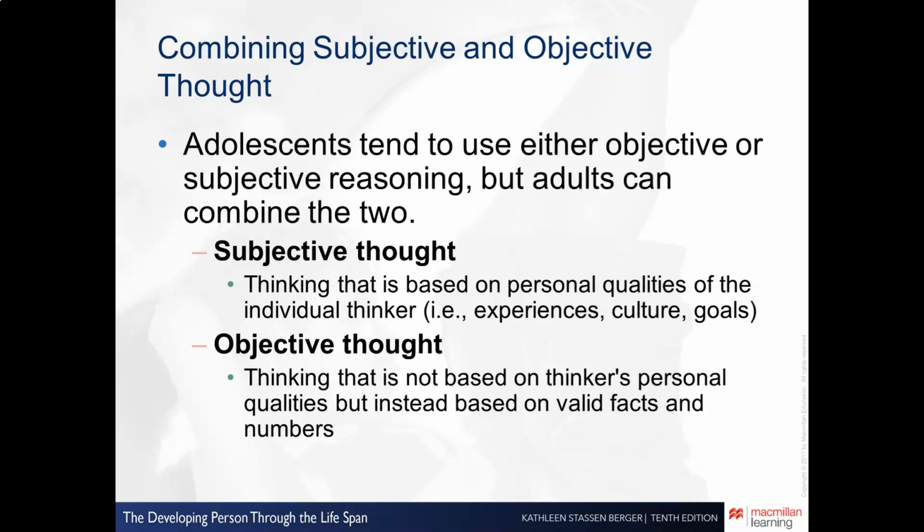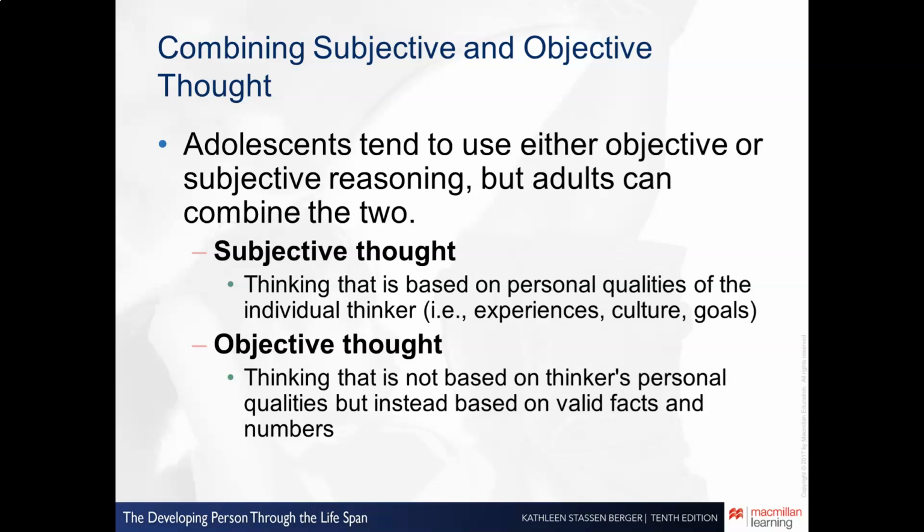Two important terms to consider here are the types of thought known as subjective thought and objective thought. They mention that adolescents tend to use either objective or subjective reasoning, but adults can combine the two. That's something important to keep in mind: in emerging adulthood, individuals can combine the two types of thinking instead of relying on just one, being dominant in one or the other. So let's quickly define those.